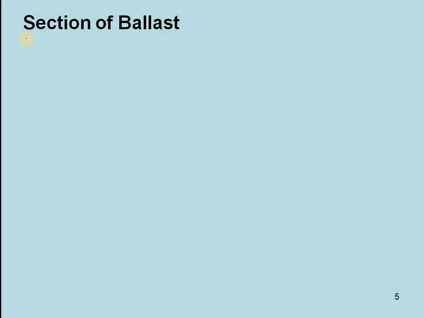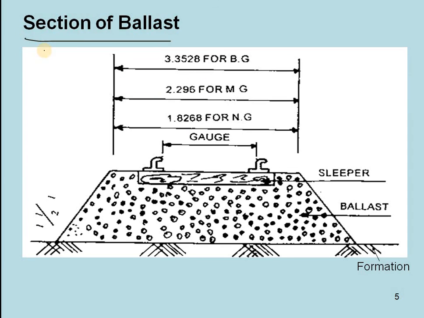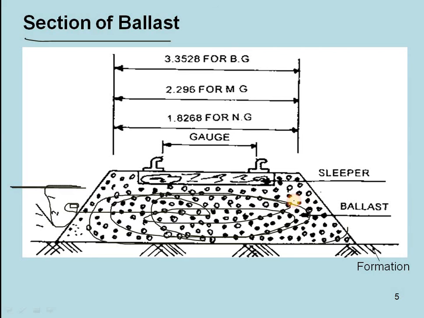Okay, so section of ballast. This is the ballast you can see. In the ground area, these are all ballast materials, located at the bottom of the sleepers at ground level. So this is the gauge, inner rails. You can see here the dimensions of the gauges: 3.3528 for the broad gauge, 2.296 for the meter gauge, and 1.8268 for the narrow gauge. So these are the gauges which are located for the sleepers.